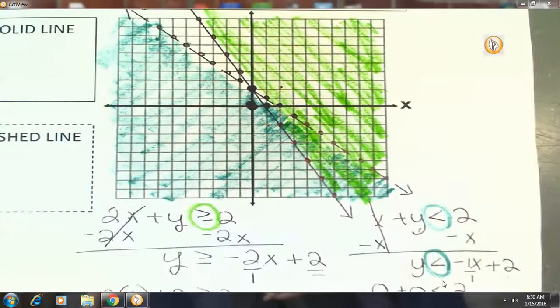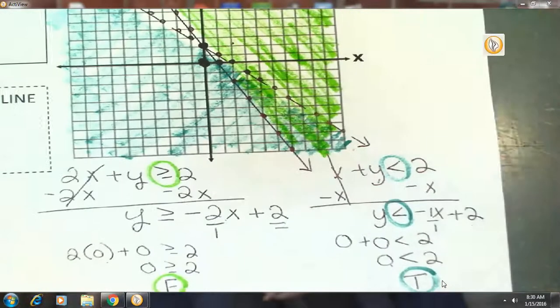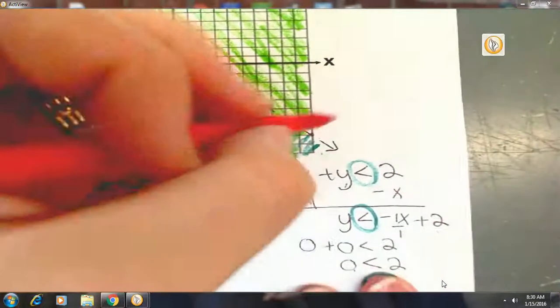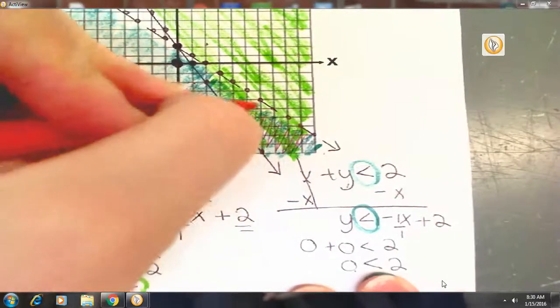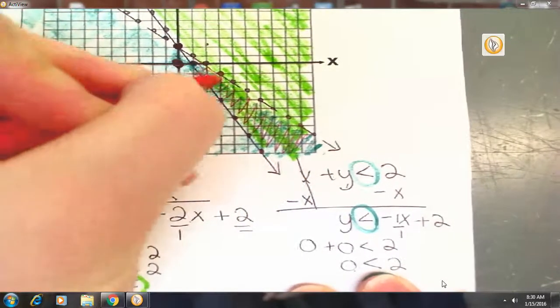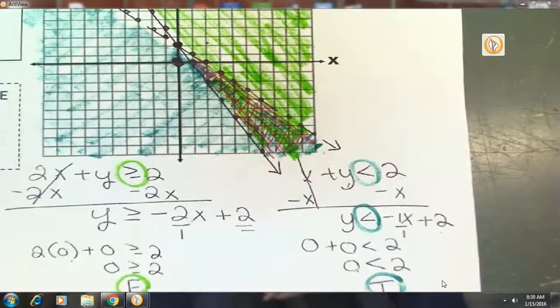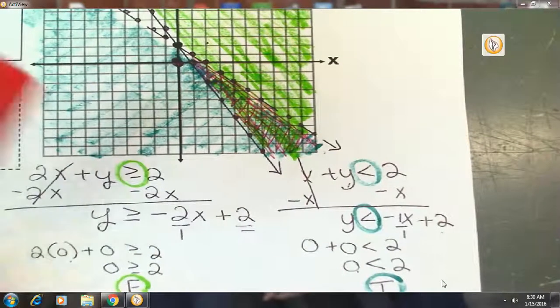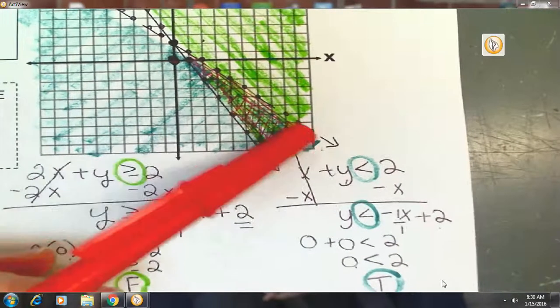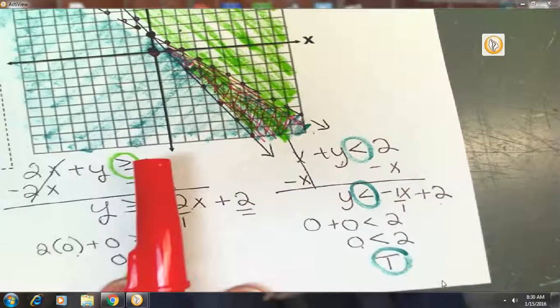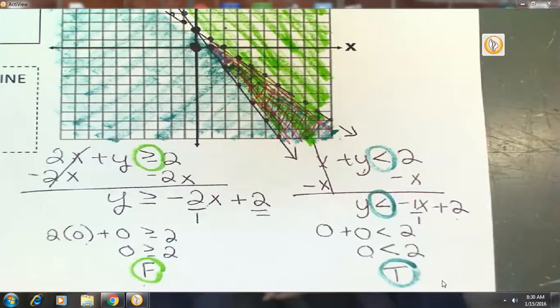The green and blue area? I'm kind of blended together. Right here, this little triangular region right here. Those are my answers. Any point, any ordered pair in that triangle area right here is going to work for both of the inequalities. And that's what I'm trying to find today. I'm trying to find all the points that work for both of those inequalities.